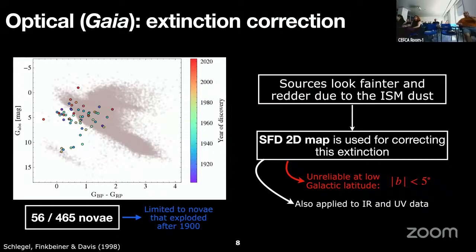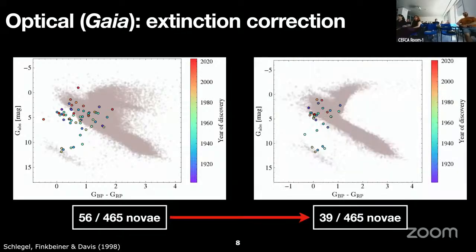But doing this, we also found another issue, that is that this map is unreliable at low galactic latitude, so we had to apply another cut that deleted more sources. To see the result, we used a color magnitude diagram, in which we colored the nova with the year of discovery, which is the time that the explosion was recovered. And the result is that we lost 17 nova, and we are left with only 39 in our final plot.